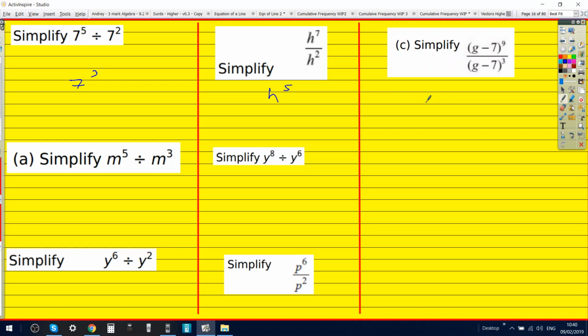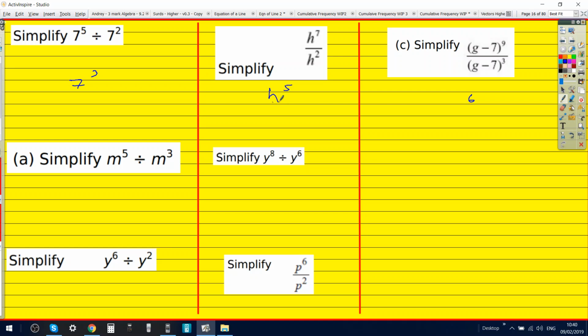Is it 7g? No. Is it just g? Is it 6 to the power of 6? So it's to the power of 6. Is it just 7g, or is it just g? I'm not sure. So you don't take away the 7s. You don't divide the 7s. You copy the base and you subtract the powers.